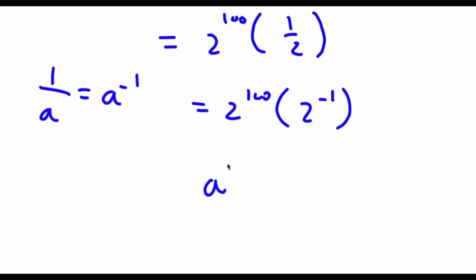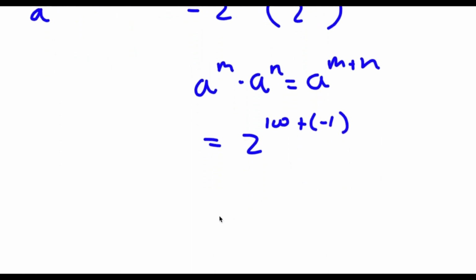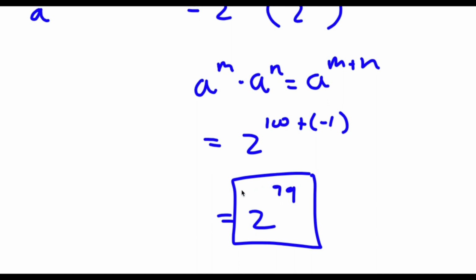Now, if I have something in the form a to the power of m times a to the power of n, this is equal to a to the power of m plus n. So 2 to the power of 100 times 2 to the power of negative 1, it's going to equal 2 to the power of 100 plus negative 1, which is equal to 2 to the power of 99. So that's another method, but more complicated method of solving this problem.